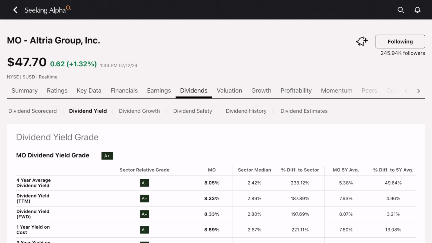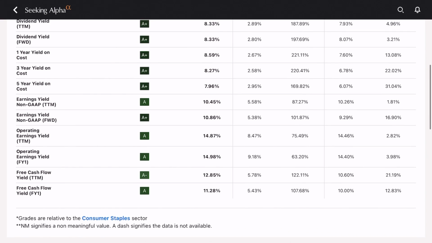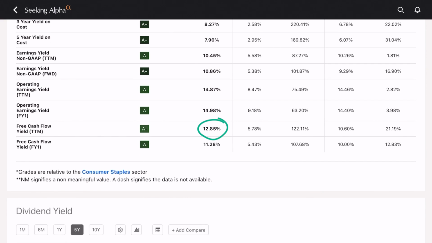But anyway, guys, moving on to the second company, this one is going to be Altria Group. And Altria is a free cash flow generating machine. So it's not going to be surprising to see it have the free cash flow yield that it does. We can see in the trailing 12 months, it's at 12.85%, which is pretty crazy.